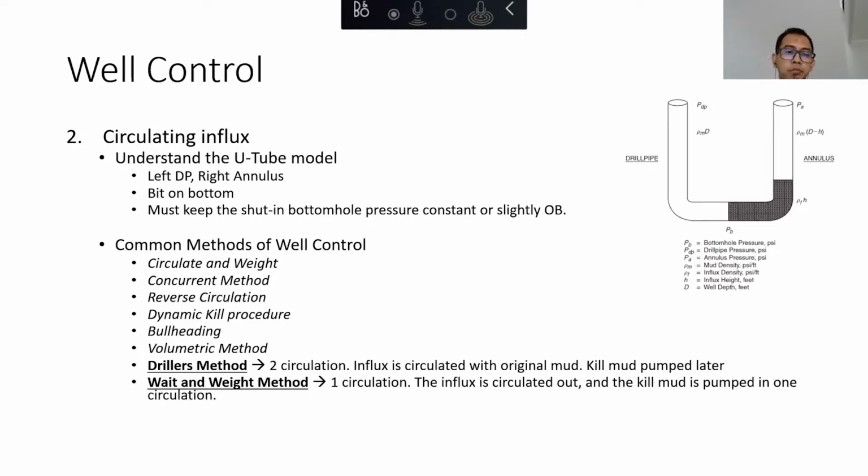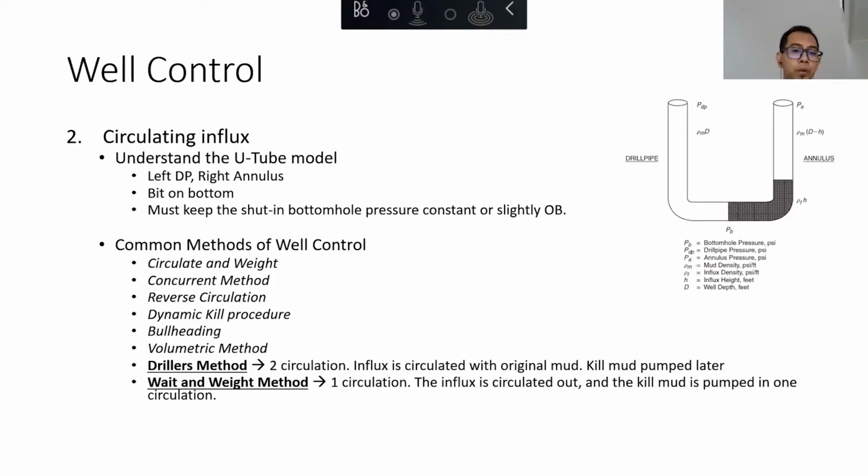The difference between driller's method and wait method is that in the driller's method, there will be 2 circulations. Once you have the influx, the first is to circulate the influx out with the old mud, and then the second is to pump in the kill mud without inducing additional influx into the wellbore until the kill mud is fully displaced into the wellbore.